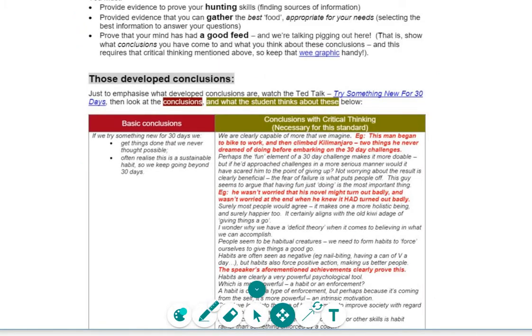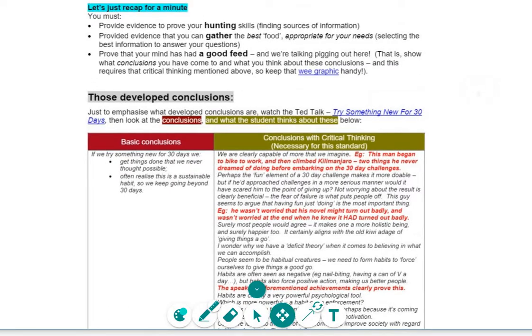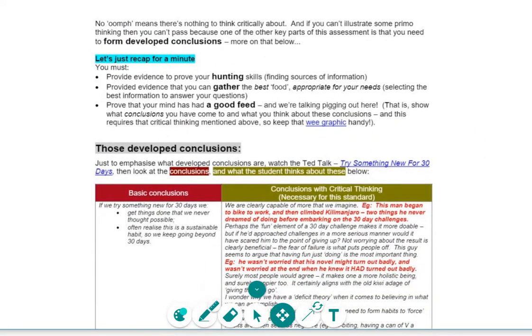Okay, next page, page 5. Again, remember you can just click ahead in the video, you don't have to listen to me rabbit on the whole time. Okay, so if you don't choose a topic that has any kind of oomph to it, then there's nothing you can really think about with it. There's nothing to say about it. And if you can't illustrate some primo thinking, then you actually can't pass the standard. Even for Achieve, you've got to show that you have developed your thinking, and I'll explain more about what that means later on. So there it is there. You've got to form developed conclusions.